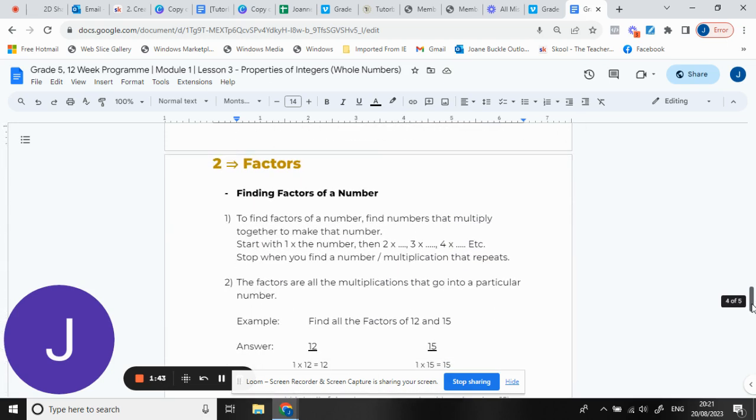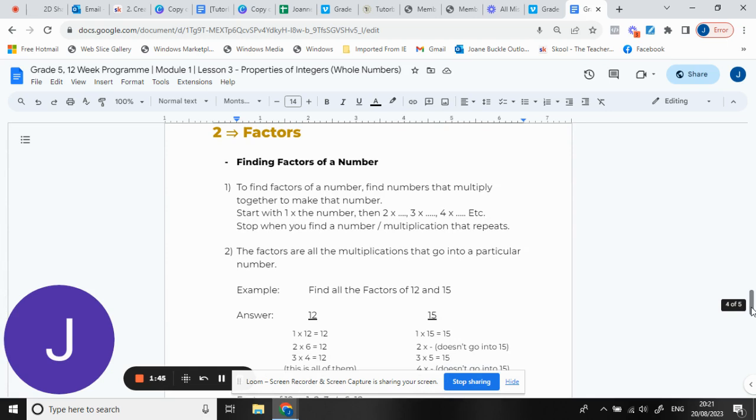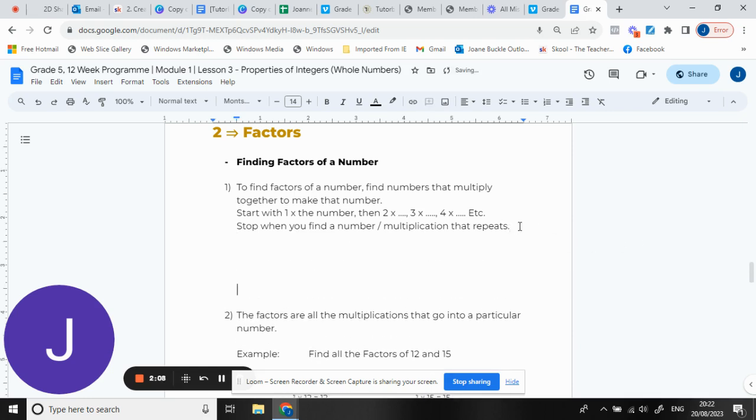So that's not to be confused with a factor. To find factors of a number, find numbers that multiply together to make that number, starting with 1 multiplied by the number, then 2 times the number, 3 times the number, and etc. And you keep going till you find a number that repeats. Now I'm just going to give you an example of that. If we were finding the factors of, let's just leave a little gap here so I can just go over what I mean.